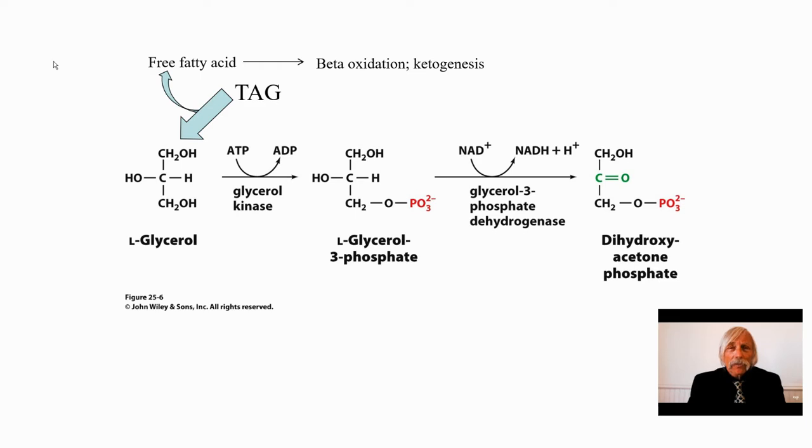Now, the triacylglycerol also has a glycerol molecule associated with it and three fatty acids, right? So that glycerol can also be run into metabolism, as shown here. An enzyme called glycerol kinase can convert it to glycerol 3-phosphate, and then the dehydrogenase, NADH producing, will make dihydroxyacetone phosphate, and then that will isomerize to glyceraldehyde 3-phosphate and be able to be used for glycolysis or even gluconeogenesis, right?